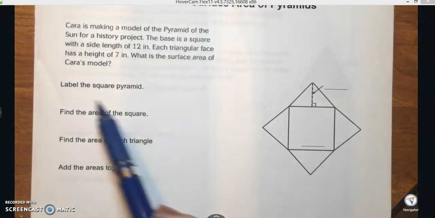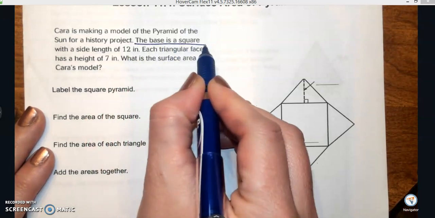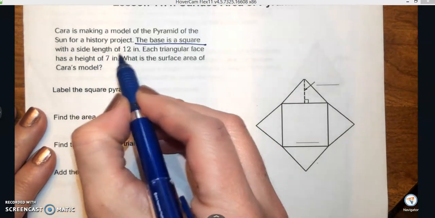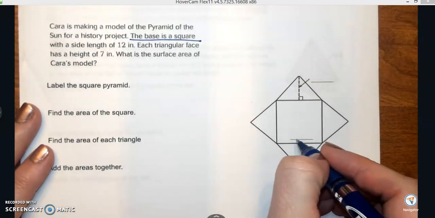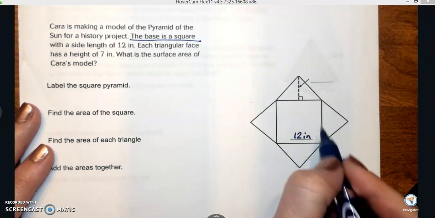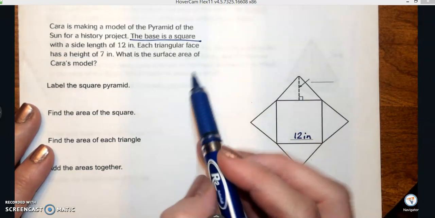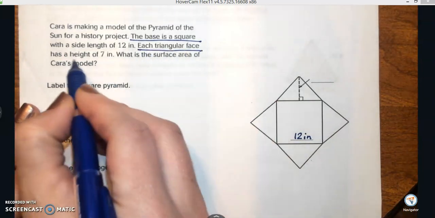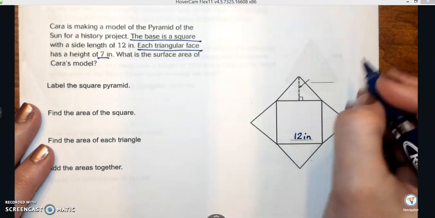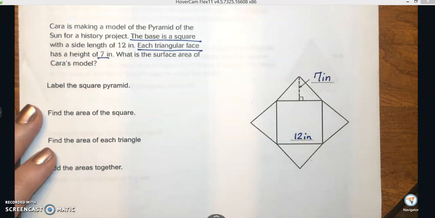So the first thing we've got to do is label the square. It tells us up here that our base is a square. So here's our square base. And it tells us that each side length is 12. So this blank right here is for our side length, which is 12. And since this is a square, every single side of this square would be 12. Then it tells us that each triangular face has a height of 7. So right here where we've got this dotted line showing the height, this would be 7 inches. So we have it labeled.